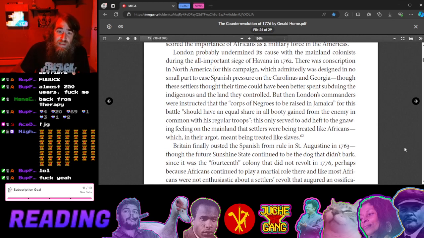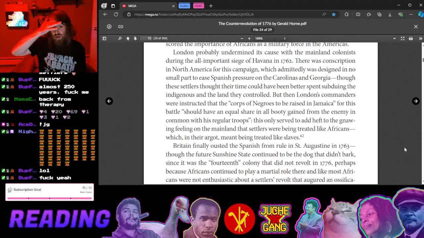London probably undermined its cause with the mainland colonists during the all-important siege of Havana in 1762. There was conscription in North America for this campaign, which admittedly was designed in no small part to ease Spanish pressure on the Carolinas and Georgia, though these settlers thought their time could have been better spent subduing the indigenous and the land they controlled.